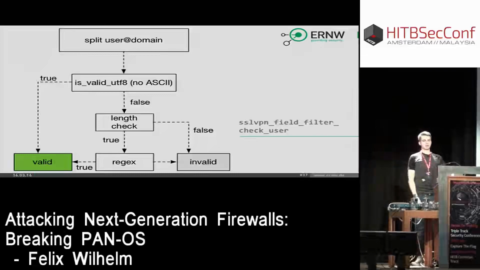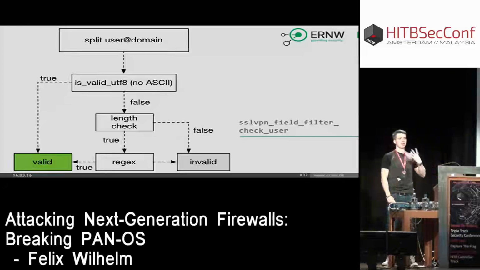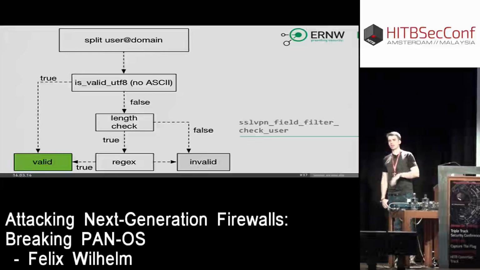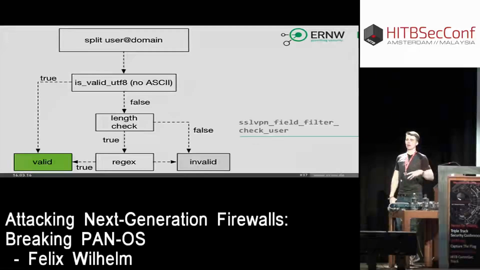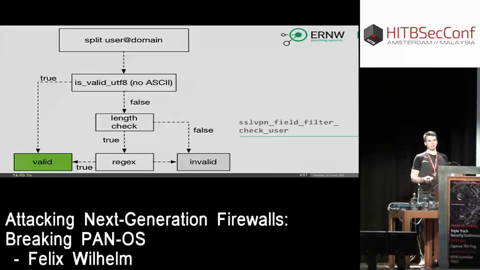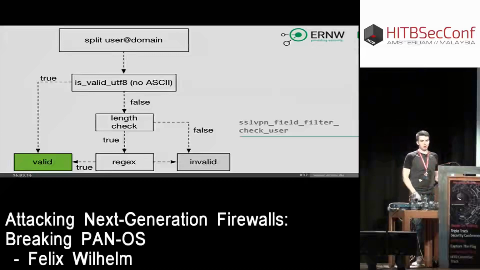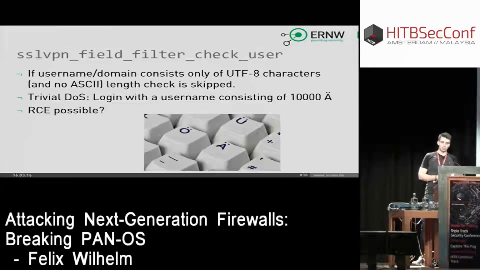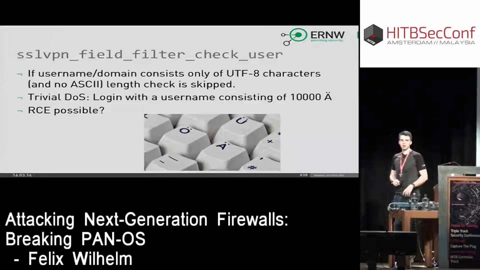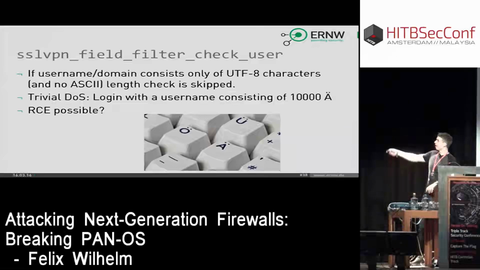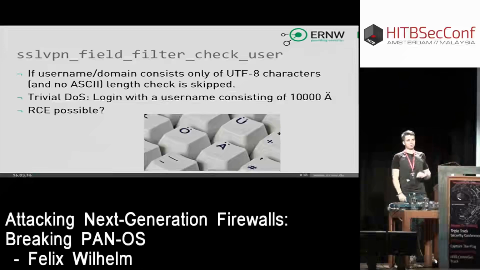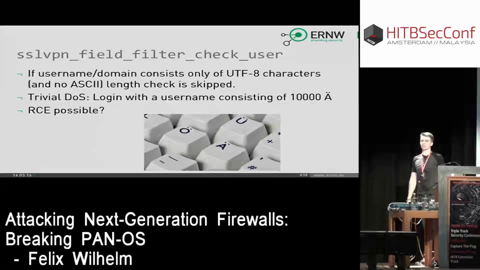we have this function isValidUTF-8, which has a strange naming because they are looking for a string that contains only valid UTF-8 characters that are not ASCII characters. So basically, they are looking for strings that are completely multi-byte strings. And if this function returns true, then the length check and the regex check are skipped, which is interesting. Because it turns out that you can trigger this if you just log into your SSL VPN with a username containing a lot of A's, so the A's with dots on top. If you do this, the box crashes again.